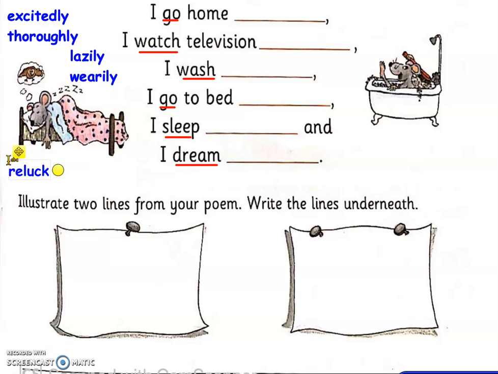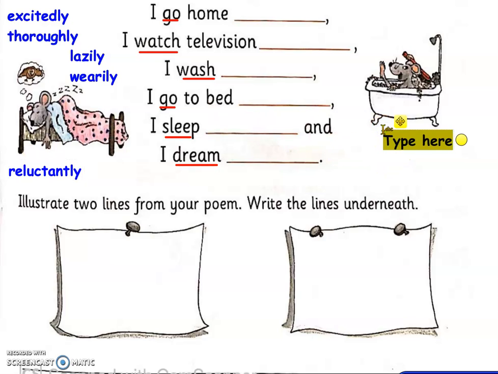Reluctantly is a good one, because reluctantly means you really don't want to go to bed, and you can use reluctantly for lots of those things. You could say, maybe I work reluctantly at school, or I go to school reluctantly when you wish it was a Saturday. I sleep. What way could you sleep?